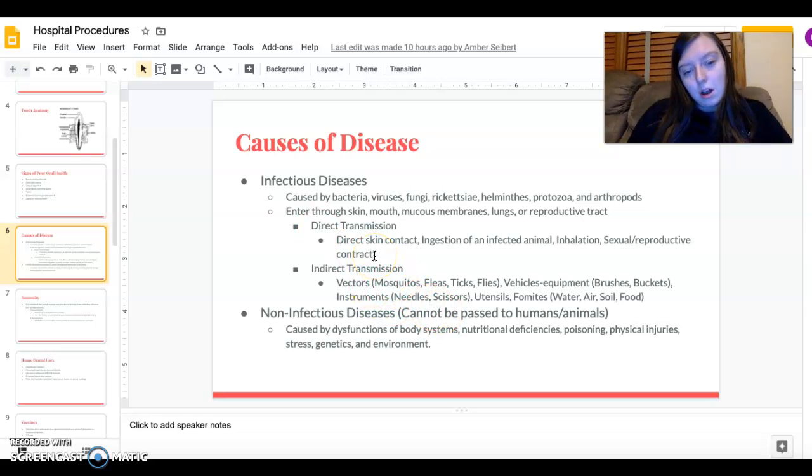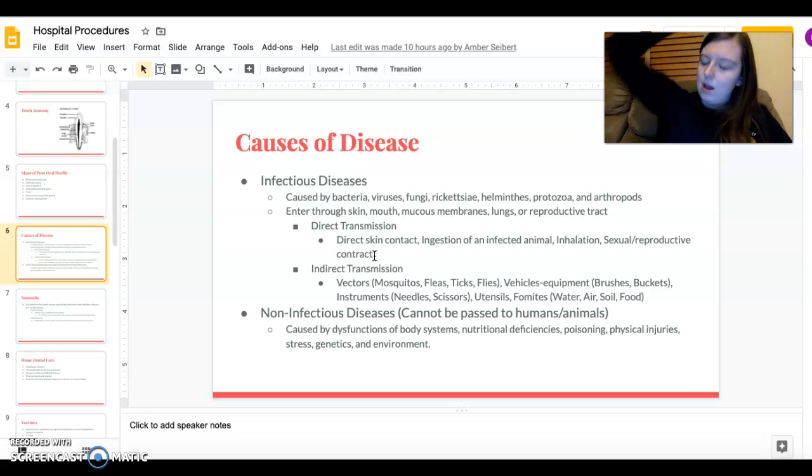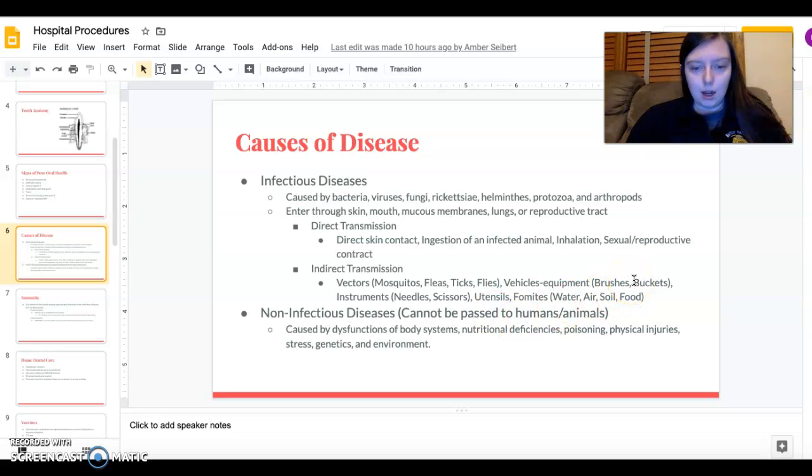Indirect transmission of diseases happens through vectors like mosquitoes, fleas, ticks, and flies. As we know, those are all not great for our animals. Vehicles like equipment, such as brushes and buckets, can spread disease. Instruments like needles or scissors can too, which is why sterilization is always important. Utensils or fomites like water, air, soil, and food can also carry disease. As animals absorb those materials, they can be passed into the body, and then they'll get those infectious diseases.